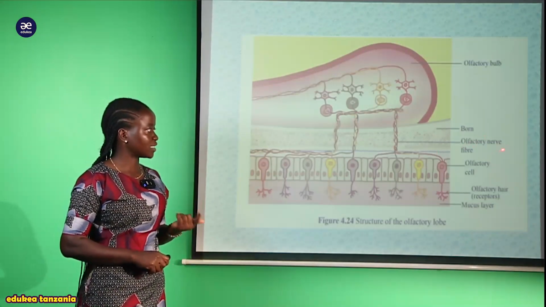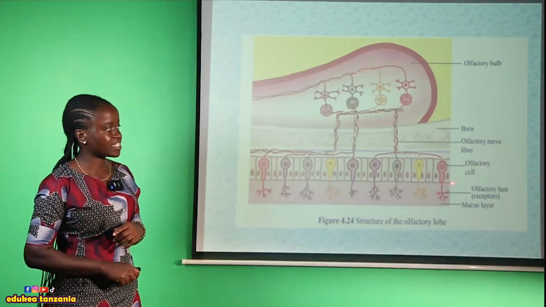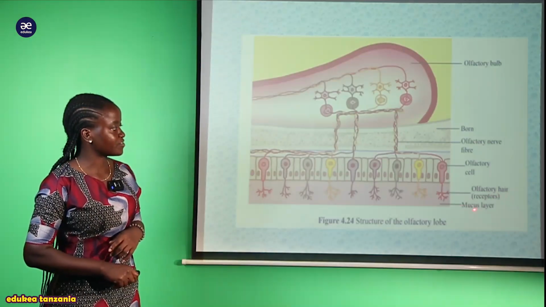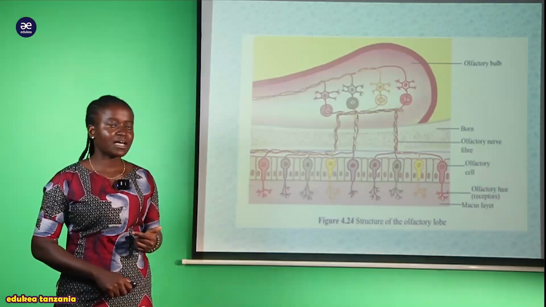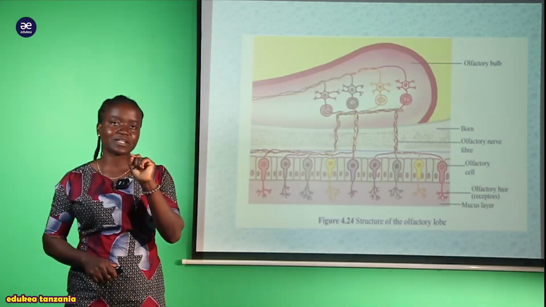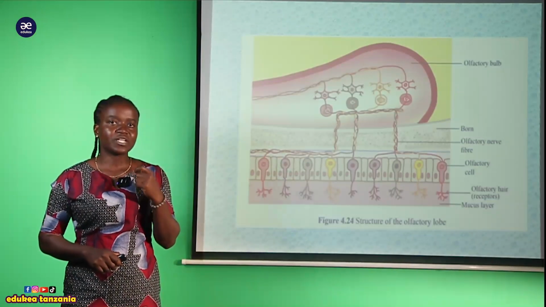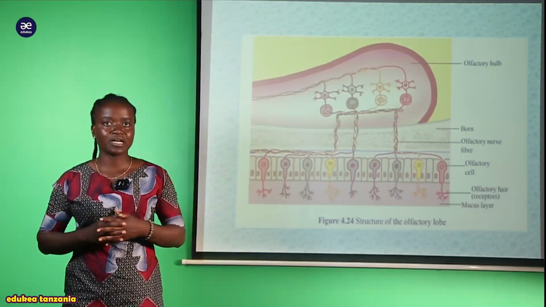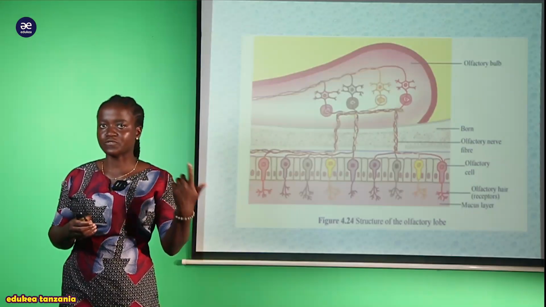So now here you can see this one are the bones. We have these olfactory nerves. This one are the olfactory nerve fibers. We have olfactory cells. And also we have this olfactory hair, that is receptors. We have the mucus. So huku chini ndipo ambapo zile mucus zinatoka, lakini within it we have skin hairs, vile vinyweleo ambavyo vinapatikana within your nose. So vile vinyweleo kila mtu, yani kila mtu lazima awe navyo. Me and you have those hairs. They are there to detect the presence of smell.